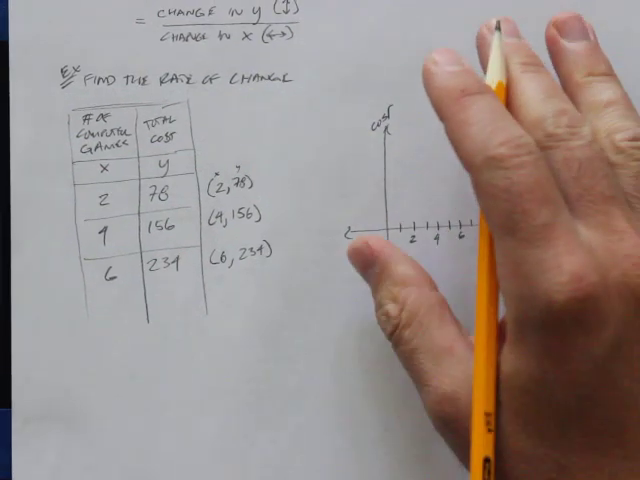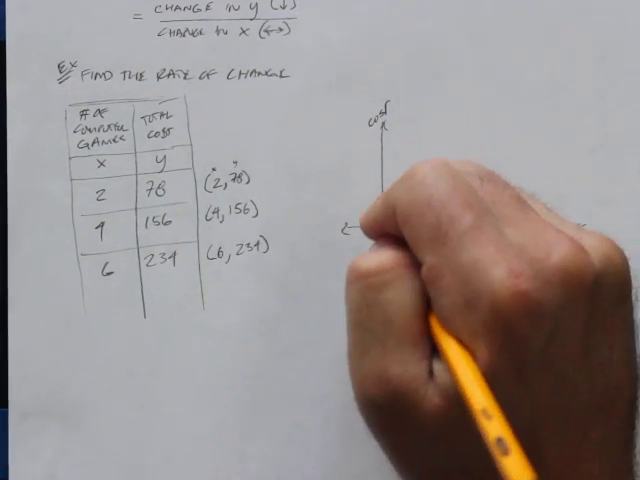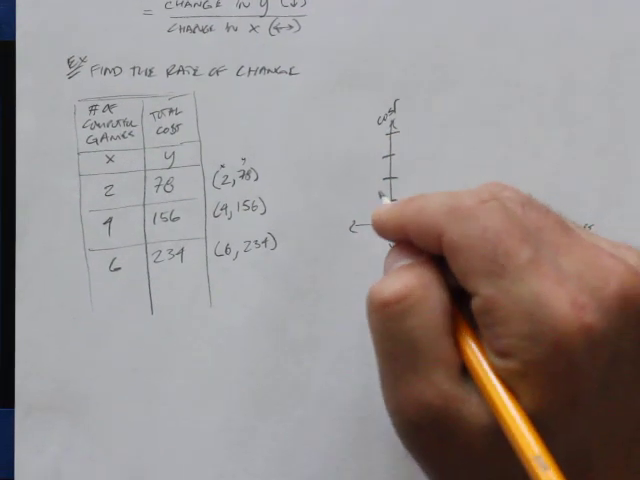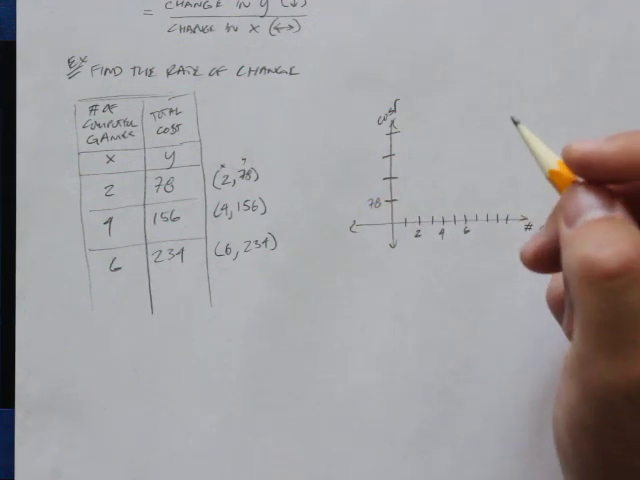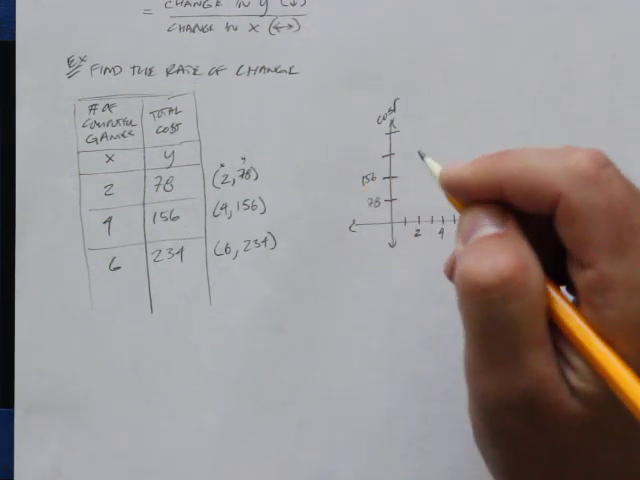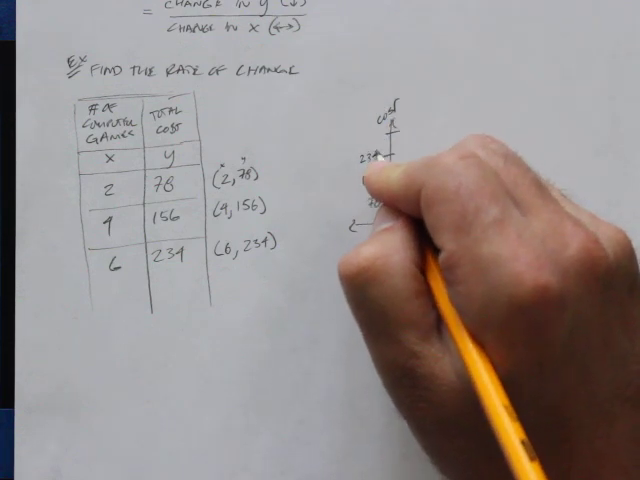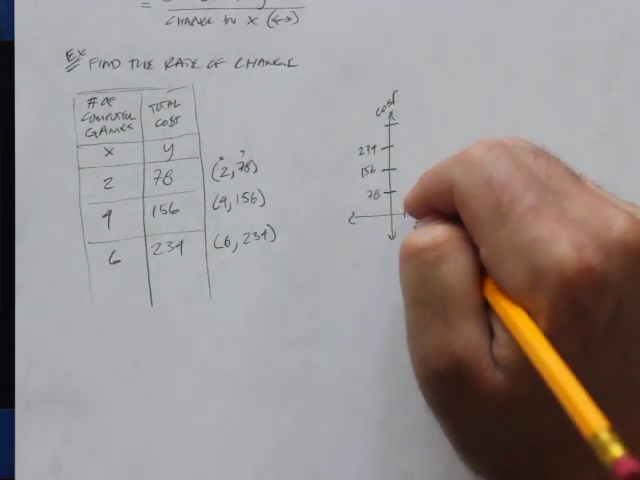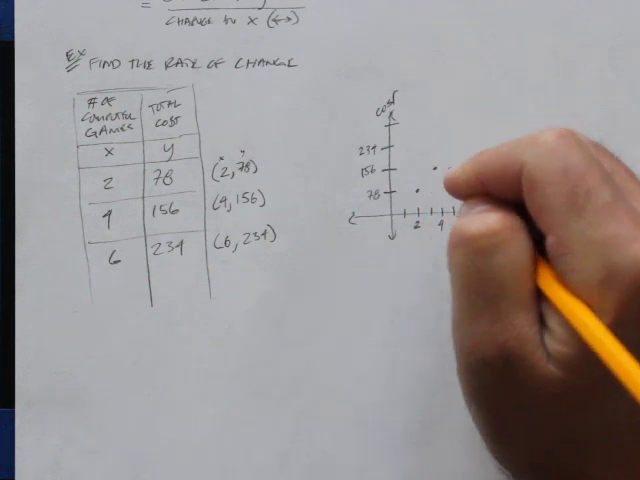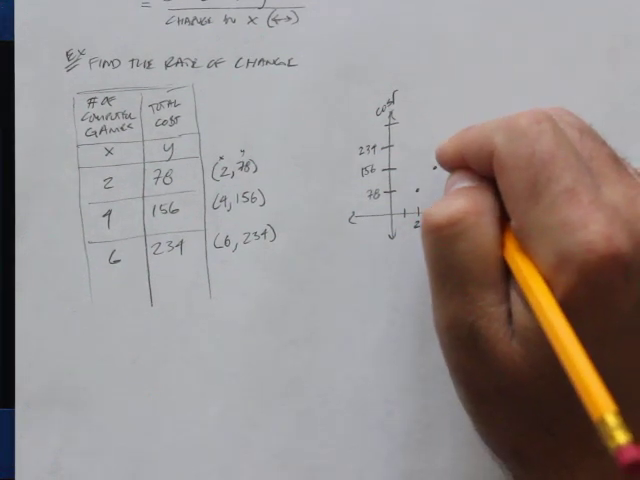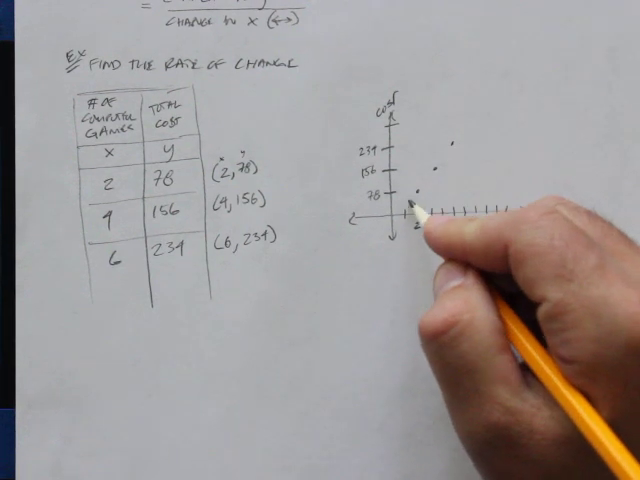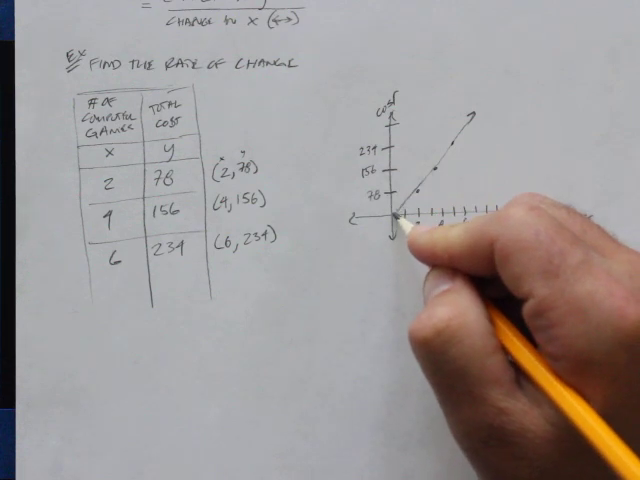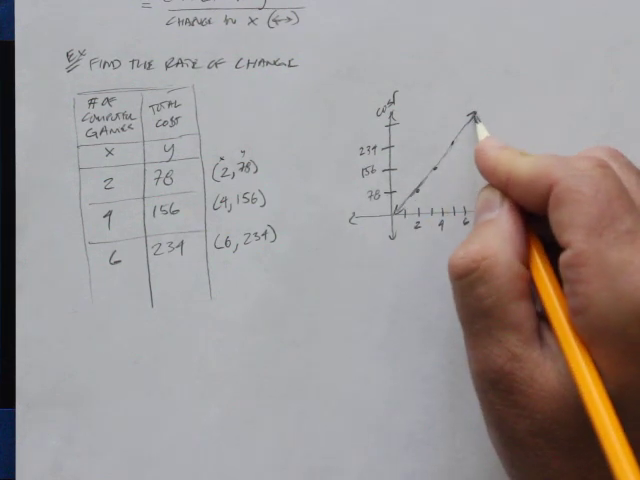And then let's put the cost over here. We'll do kind of big ones, and we'll just say this is 78. And we'll say this is 156, and we'll say this one is 234. Okay, so at 2 we go to 78, at 4 we have 156, and at 6 we've got 234. So here's our line. At 0 we should be at 0, right? But go like that. Okay.